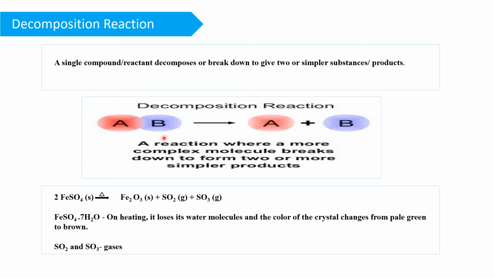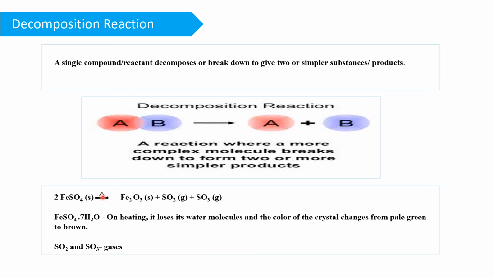Combination is when two reactants combine to form a single product. It is just the opposite. Here, a single reactant breaks down into two or more simpler products. So combination is just the opposite of decomposition.